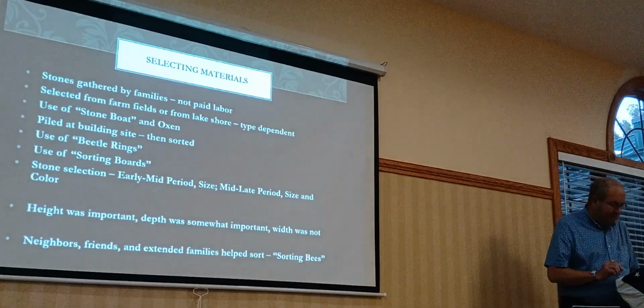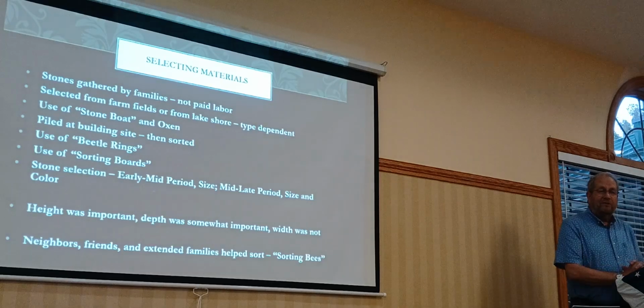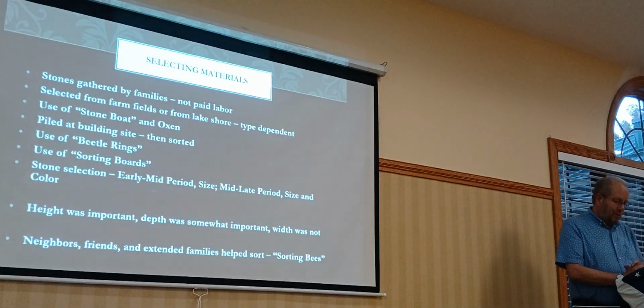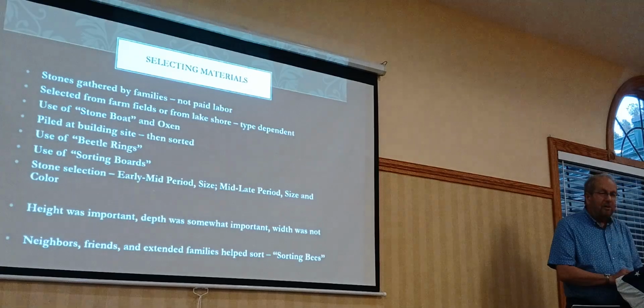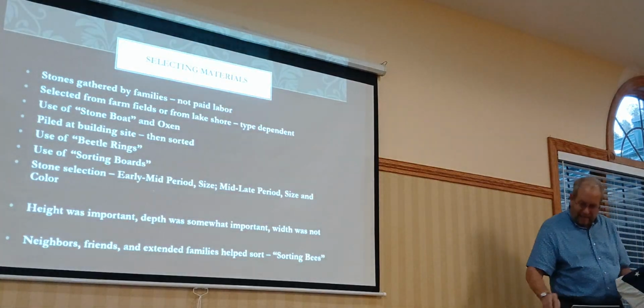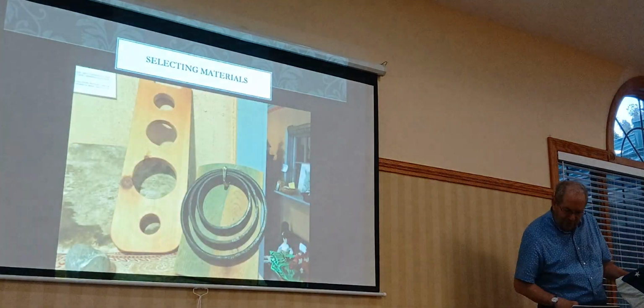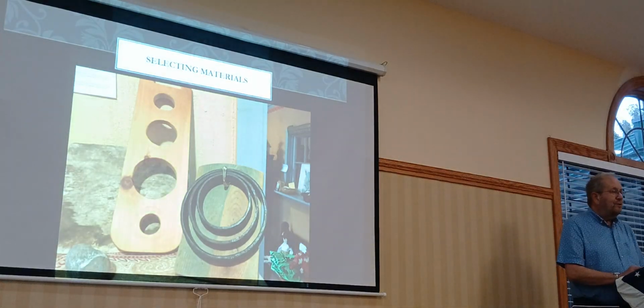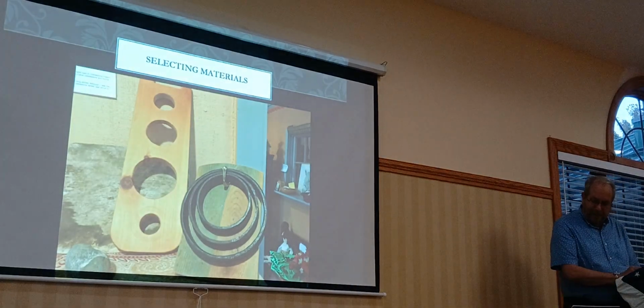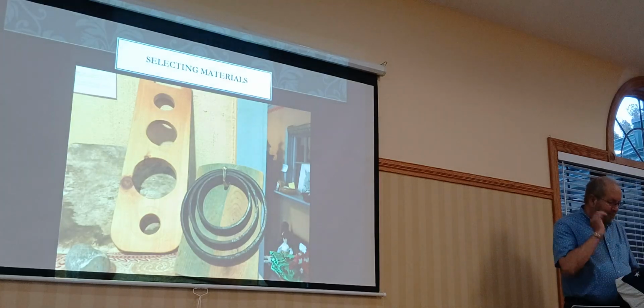Stones were gathered by families. It really was a family affair. Farmers would send their kids out into the fields and they would load stones onto a stone boat, and the ox would pull the stones up to wherever they were going to store them at the time. So they sorted them in something called a sorting bee, so they were sorted by size. The next slide shows how they would do that. 2 different apparatus for doing that: a sorting board or beetle rings. Either one of those is the same type of principle.